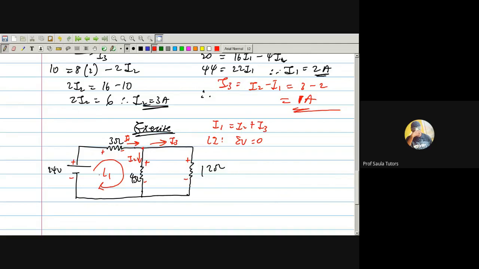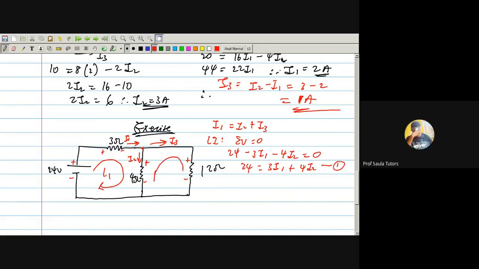So let's go. What do we have there? 24 minus 3I1 minus 4I2 equals 0. So 24 equals 3I1 plus 4I2. That's my equation 1. All together? Yes.